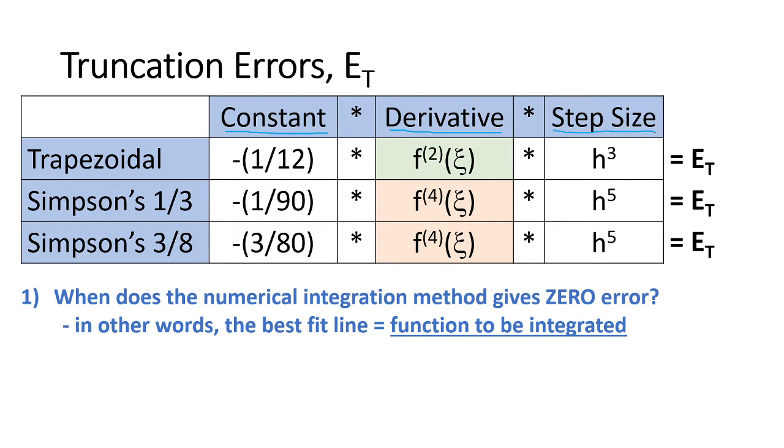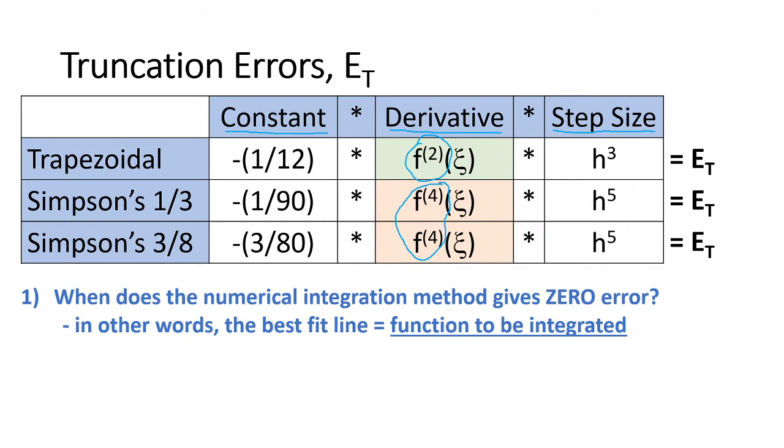Step size is the width of a segment. You cannot have zero width. There is no such thing as no segment. You must have a very small step size at least. So step size can never be zero as well. Therefore, we can tell from this understanding that only the derivative can be equal to zero. We can also see that the trapezoidal rule uses the second order derivative to calculate the truncation error. Simpson's rules, whether it's Simpson's one-third or Simpson's 3/8, use the fourth order derivative to calculate the truncation error.